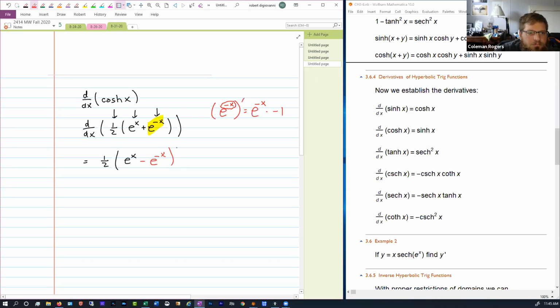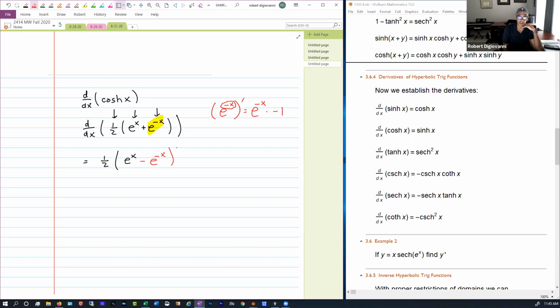And do y'all recognize what that is? That is sine hyperbolic x: 1/2 (e to the x minus e to the negative x).